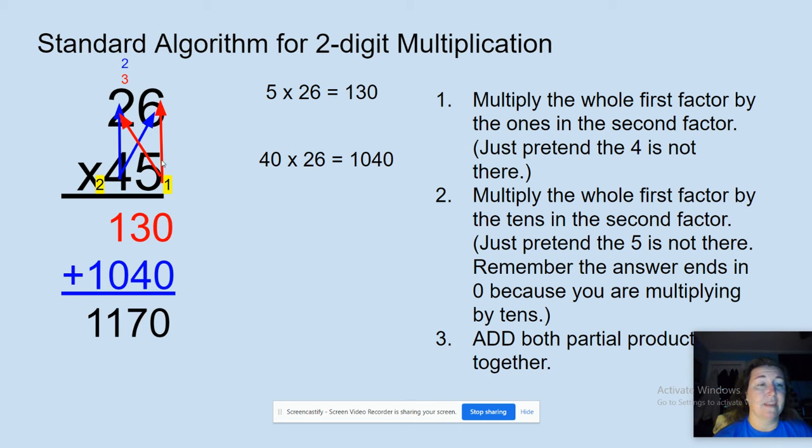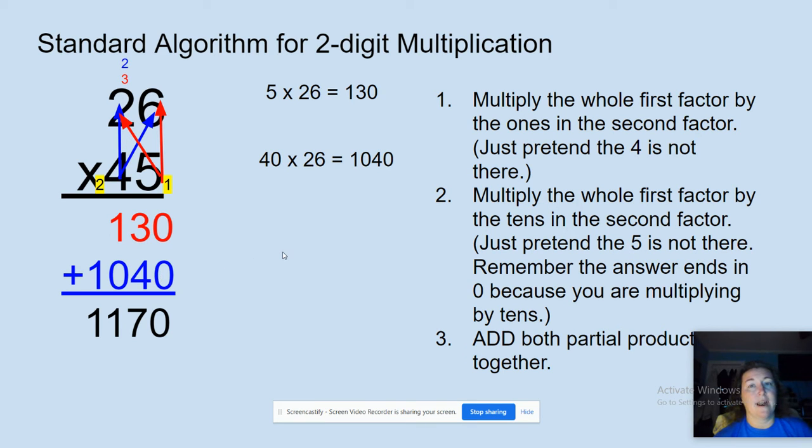Now I've multiplied everything by this 5. I now have to multiply everything by the 4 tens. Since the 4 is in the tens spot, I know that the answer to this multiplication problem is going to end in a 0. So I'm going to do 4 times 26, but I'm really doing 4 tens times 26. So I went ahead and put a 0 here before I even started multiplying. Now I'm going to do 4 times 6 is 24. Put the 4 on the bottom, regroup the 2 up top. 4 times 2 is 8, plus the 2 that I regrouped is 10. So the answer to that part of the problem is 1040.